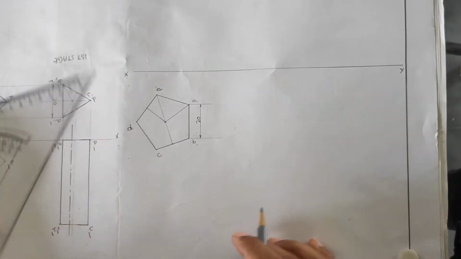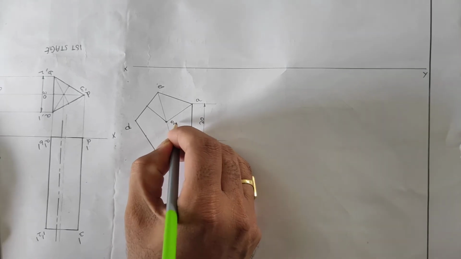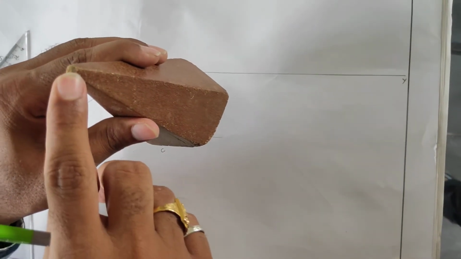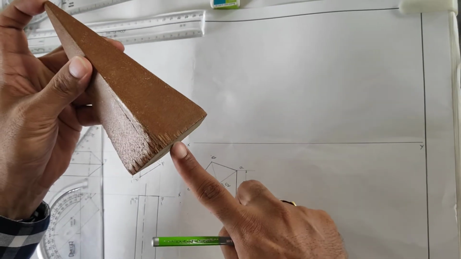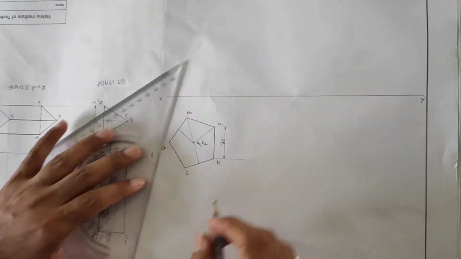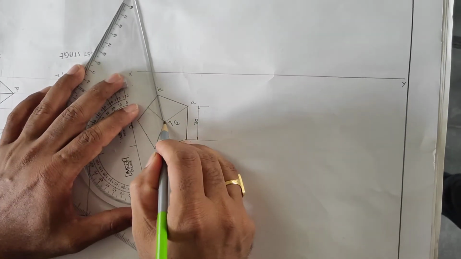Now I already found the center of the pentagon. This I am representing with O1, and this with O2, because it is an imaginary line. Axis line is an imaginary line. Now I am joining all the corner points to the apex point. It's a dark line.